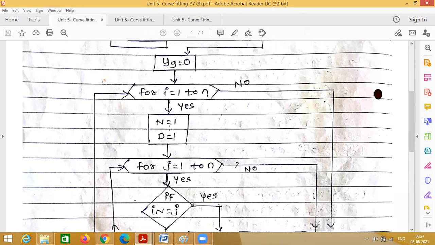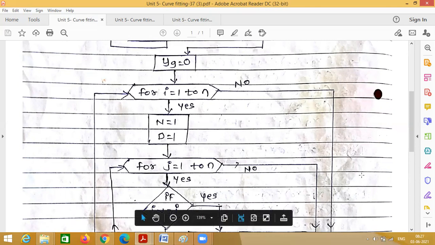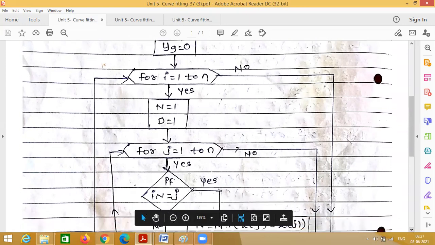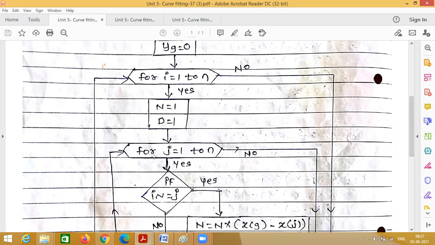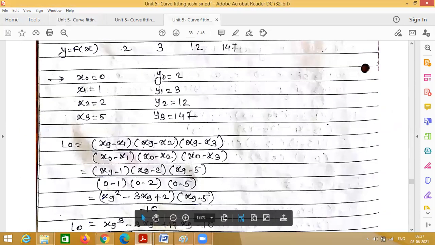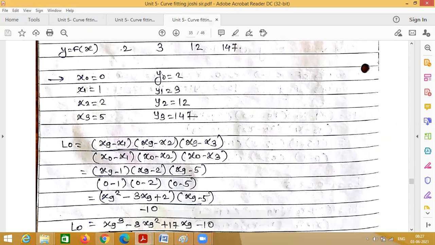Now initially we will take the numerator equal to 1 and the denominator equal to 1. These are the base values of the numerator and denominator. Now in this numerator and denominator we are going to provide our equation. For that I'll take one more loop, defined inside this previous loop. Here I'm taking for j is equal to 1 to n, and the purpose of this loop is to develop this equation. We need to write xg minus x1, xg minus x2 and xg minus x3, divided by x0 minus x1, x0 minus x2.